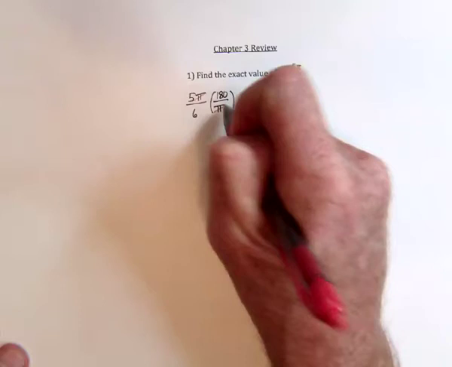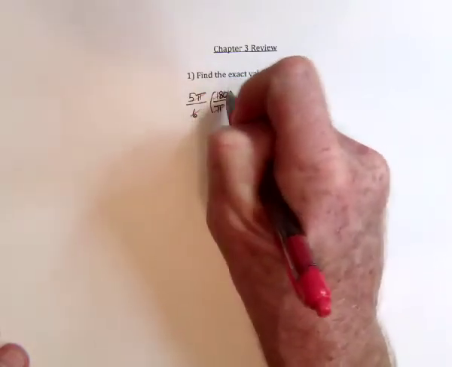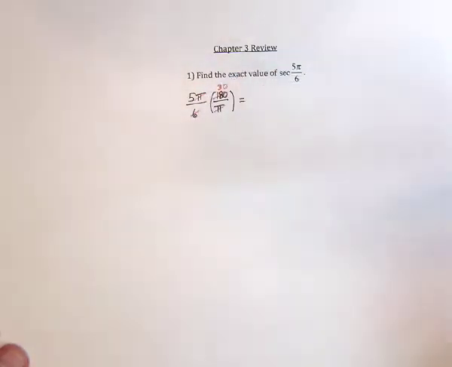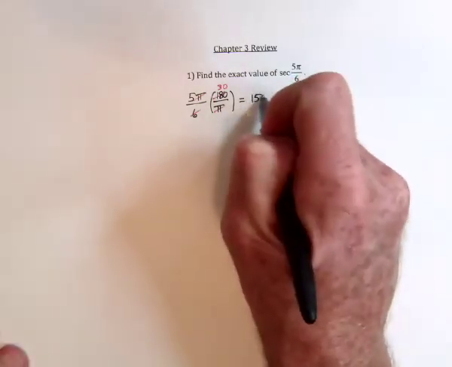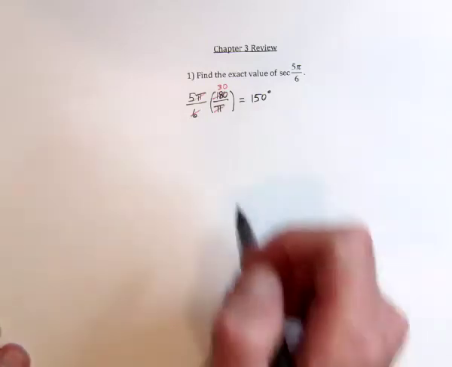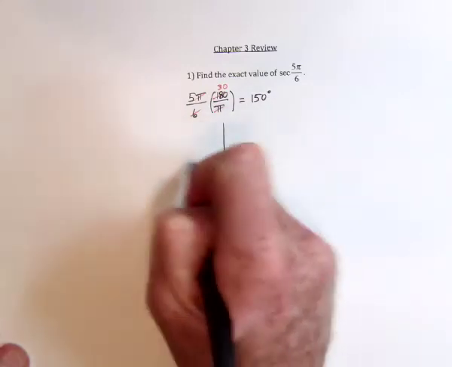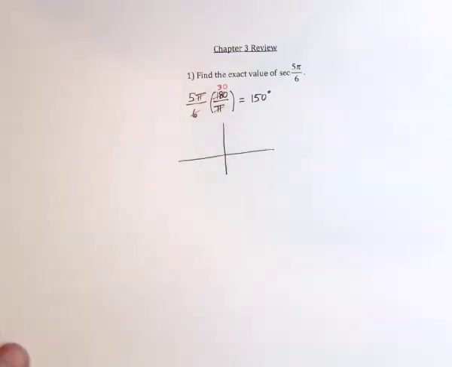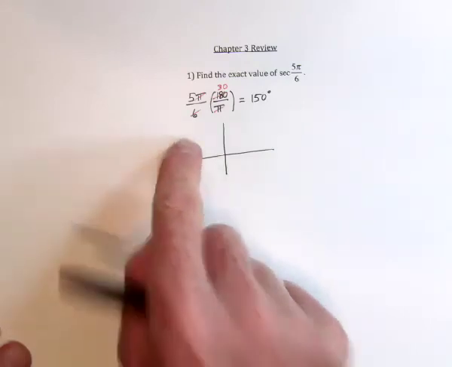So the pi's cancel, and then 6 goes into 180 30 times, and so I've got 5 times 30 is 150 degrees. So in itself it's not one of the common ones that I said, but if you look at where 150 degrees is, it's in quadrant 2.